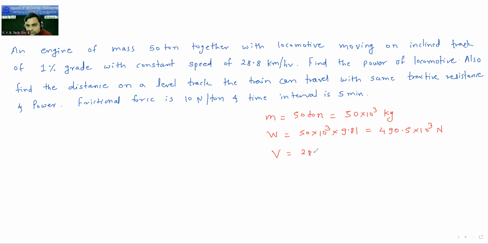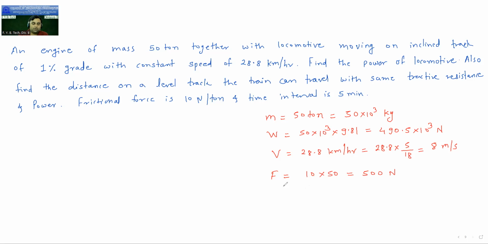Velocity 28.8 kilometer per hour, which is equal to 28.8 into 5 by 18, which is equal to 8 meter per second. Then the frictional force F is 10 Newton per ton. So it is 10 into 50 ton, so it will be 500 Newton.